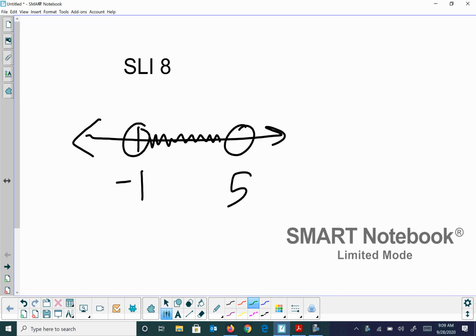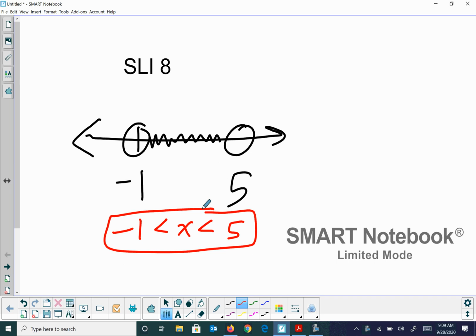So let's take a look at this. From these, let's write the inequality. I know that I'm going to have -1 and 5, and I'm going to have x in the middle. Do I include any of my endpoints? The answer is no. So this is the inequality that goes with it. If I wanted to write this in interval notation, it would go from -1 to 5, and they are soft brackets on each.